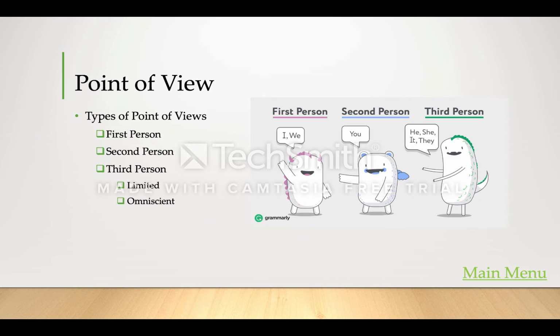First person is using words such as I and we. Second person is using words such as you. And third person would be he, she, it, and they.